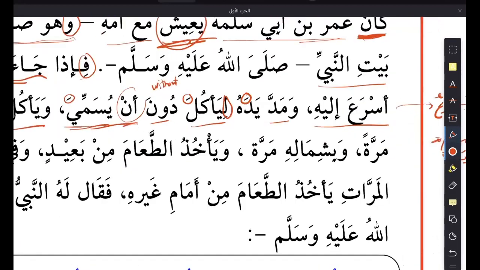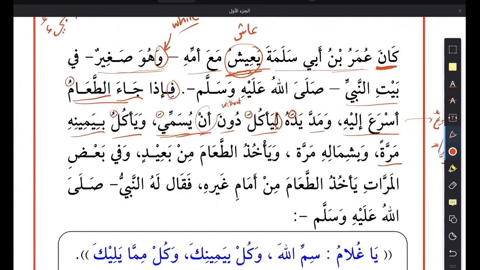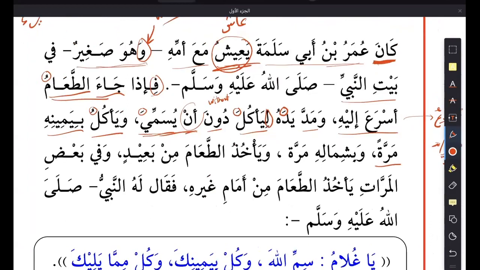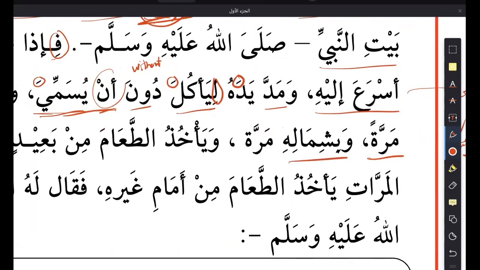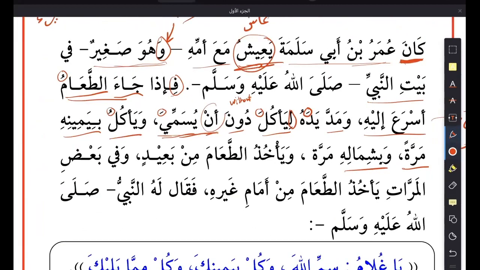Marratan means once. We have done this, marra, time, once. So he eats with his right one time, wa bishimalihi, which is a left. Shimal is left, marra, and that means he would eat from his left another time. So this is the meaning we get.